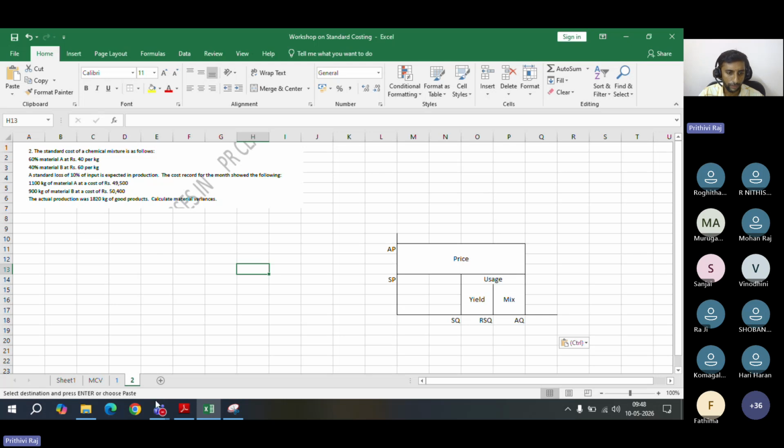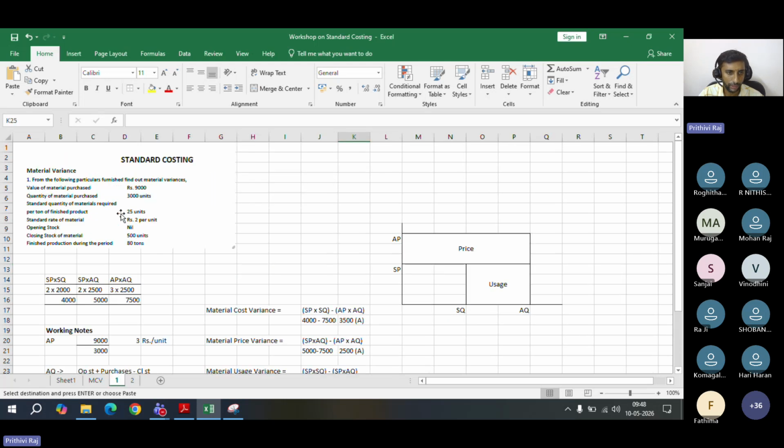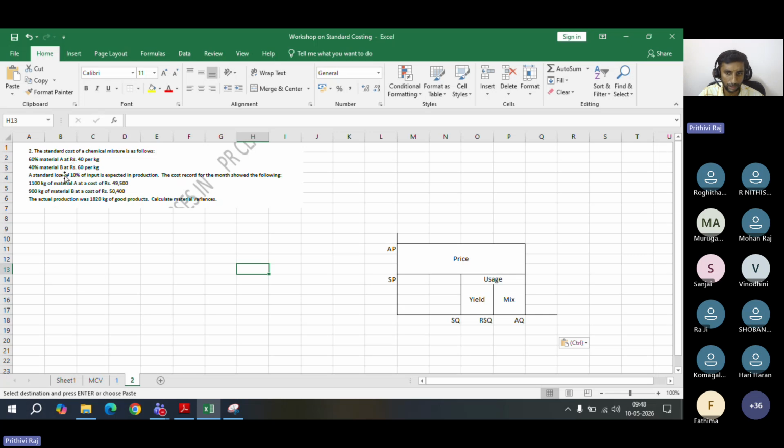So whenever in the question, if you see, in the previous question there were not two materials given, only one material. In this question, they have clearly given A material and B material. So there are two materials. Whenever there are two or more materials, you have the concept of mix variances. So 60% of metal A, this is the standard detail given. 60% of metal A at rupees 40 per kg, standard price. 40% of material B at 60 per kg.